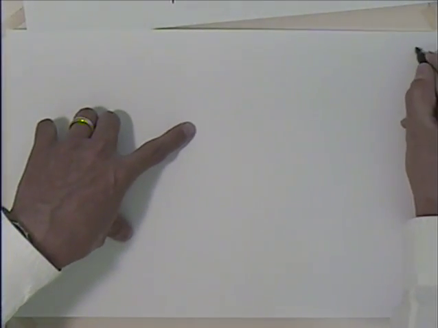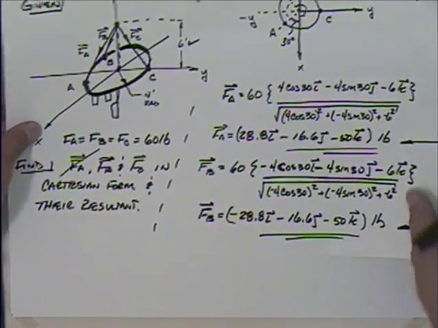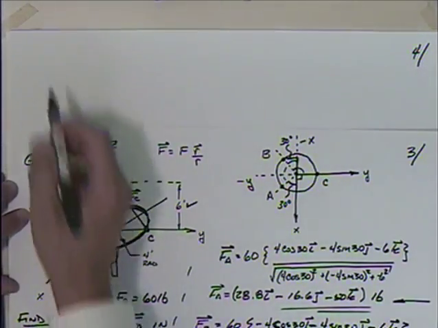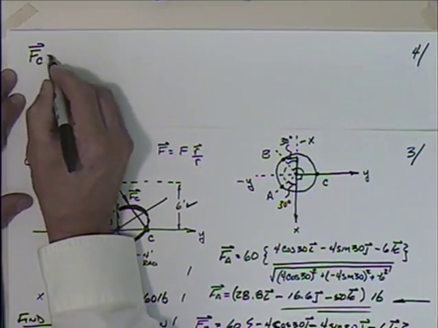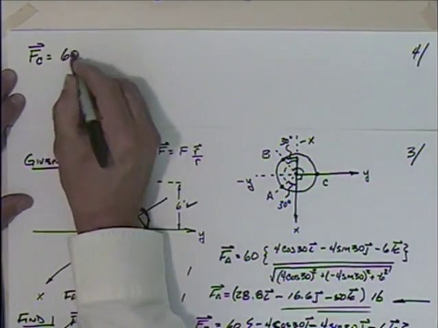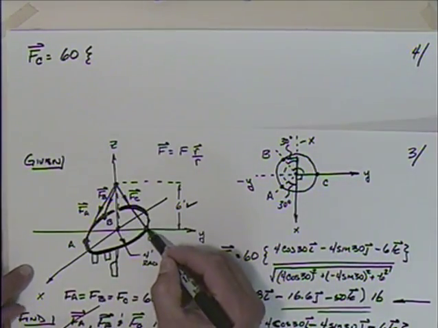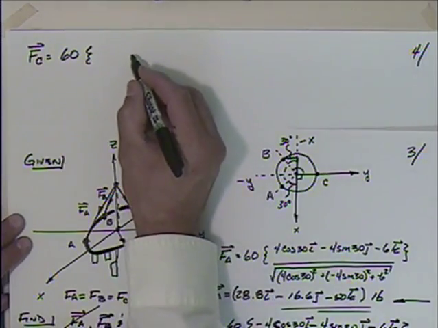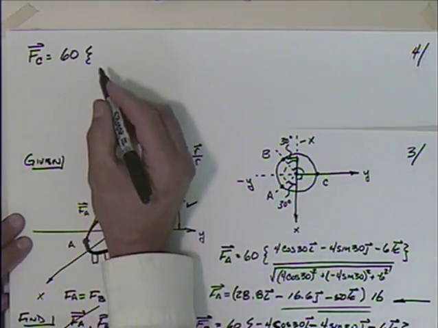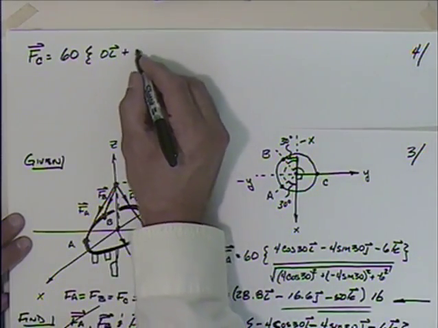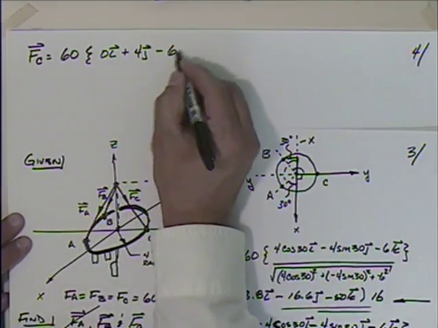Looking at what we have for F sub C. So I'll put this up here. F sub C would be equal to the magnitude, so we're going to have 60, and then I need to come up with how to get from this point up here to C, and that's actually a little easier, isn't it? We're just going to go 0 in the x, plus 4 in the j, minus 6 in the k.